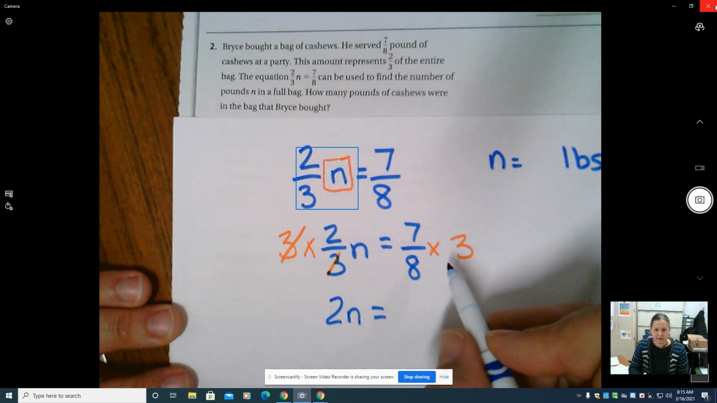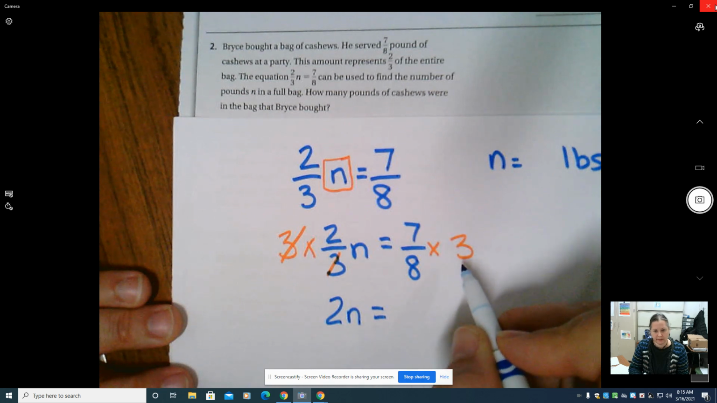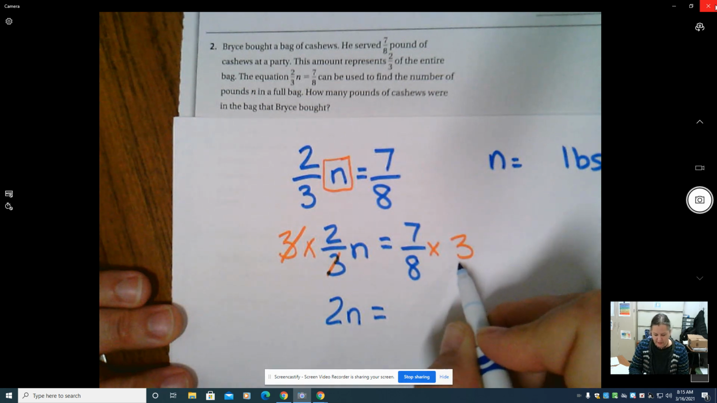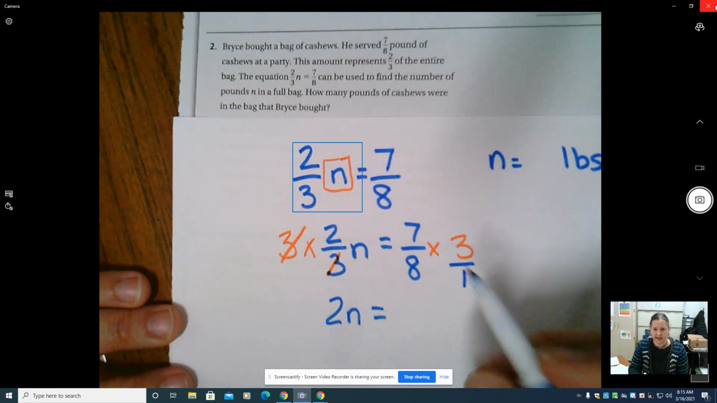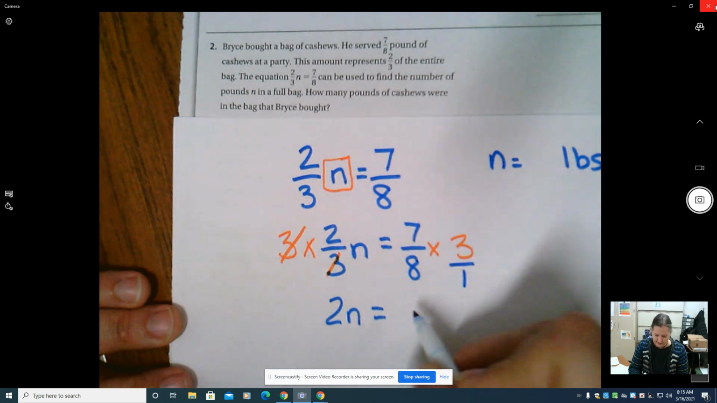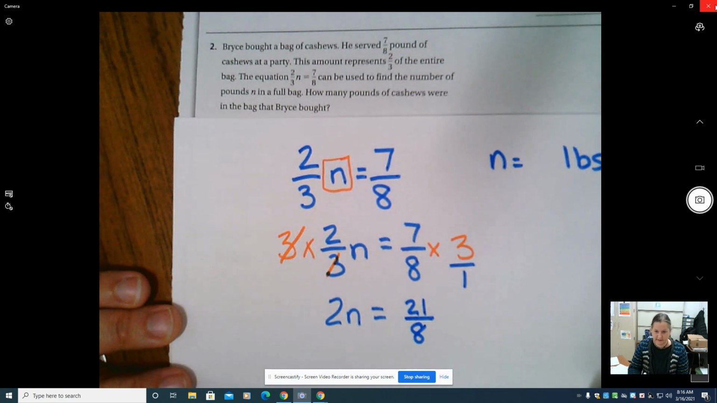And on this side, remember when you're multiplying a whole number times a fraction, you can always make your whole number into a fraction by just putting that whole number over 1. And then the rules of multiplying fractions apply. So we just have 7 times 3 is 21. 8 times 1 is 8. Okay, and I'm just going to leave it as an improper fraction until we're all done. We'll see what comes next, okay?